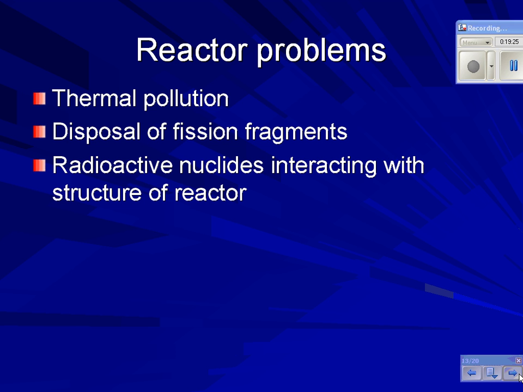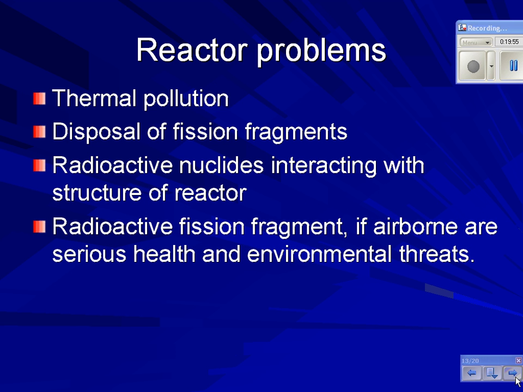Another issue is that the radioactive products interact with the structure of the reactor itself and make it brittle, right? So nuclear power plants tend to have a relatively short lifespan, on the order of 25 to 30 years, before they become so brittle by the intense radioactivity that they have issues. And like Chernobyl, you see what happens when you don't maintain a nuclear reactor very well. Okay? If those fission products somehow became airborne, it can cause serious health and environmental problems.